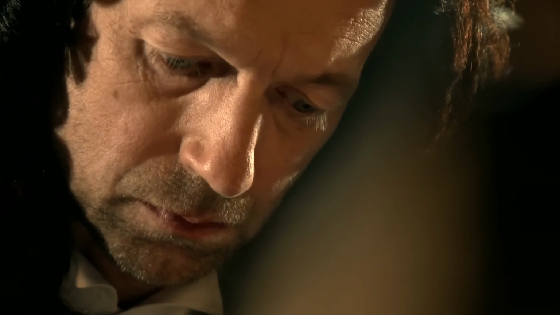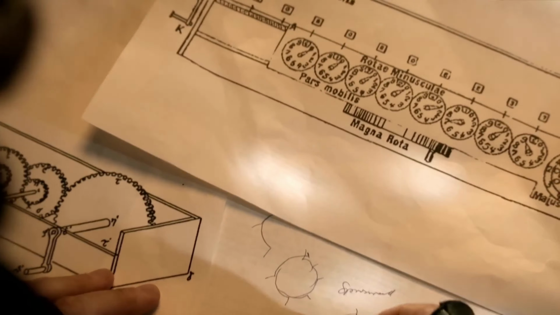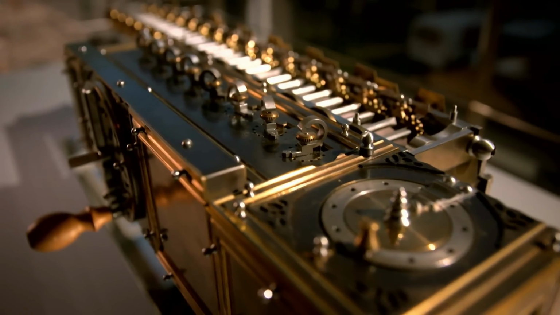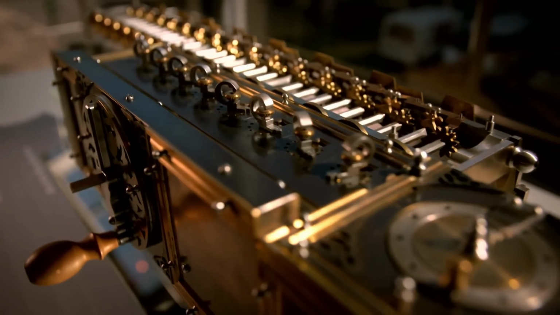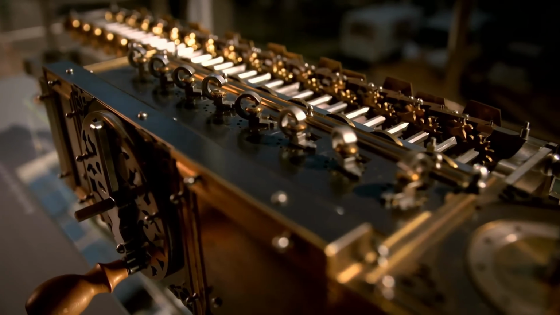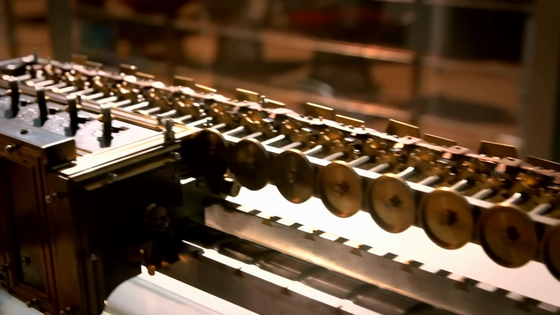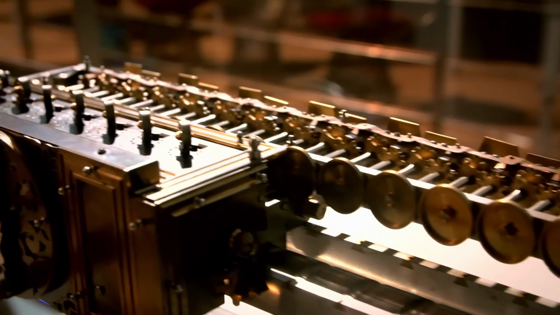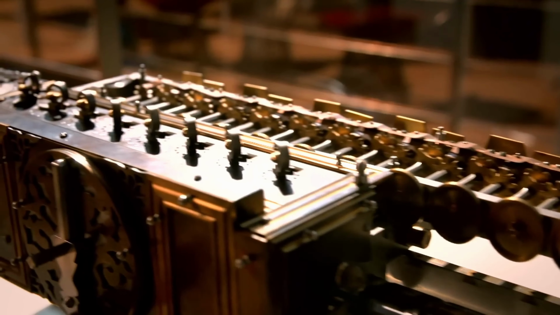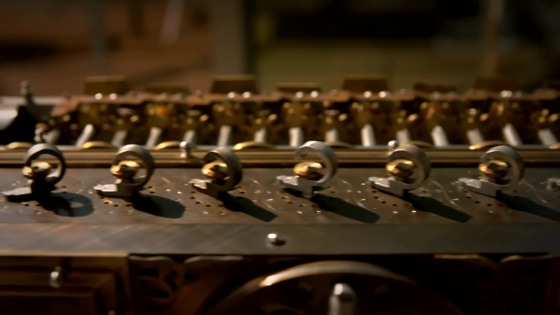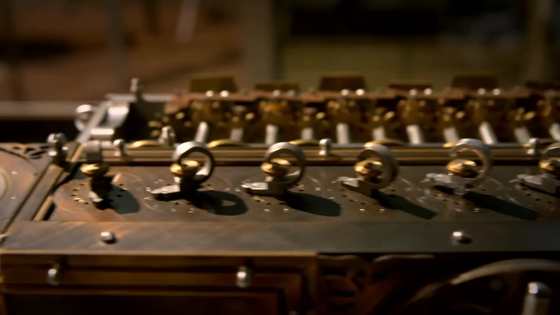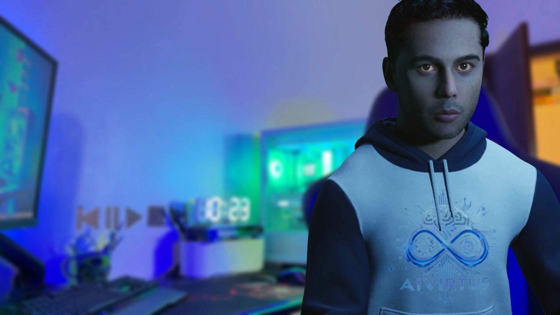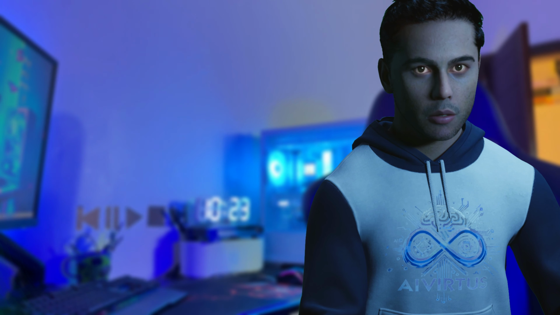Gottfried Wilhelm Leibniz dreamed of a characteristica universalis, a universal symbolic language capable of encoding all human knowledge into mathematical symbols. His invention of the stepped reckoner, a mechanical calculator, demonstrated that machines could perform logical and arithmetic tasks. These ideas laid the groundwork for modern programming languages and algorithms.